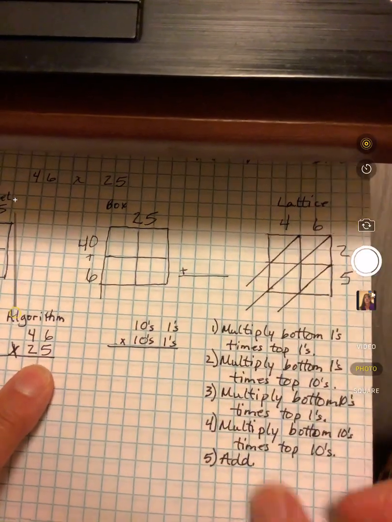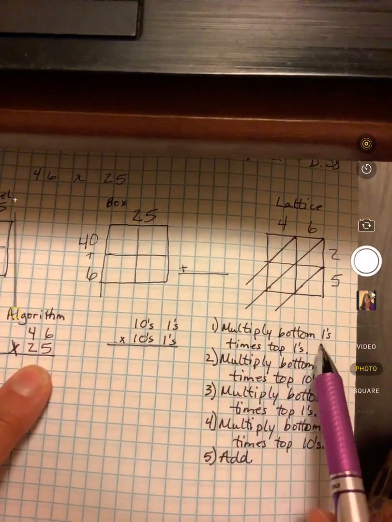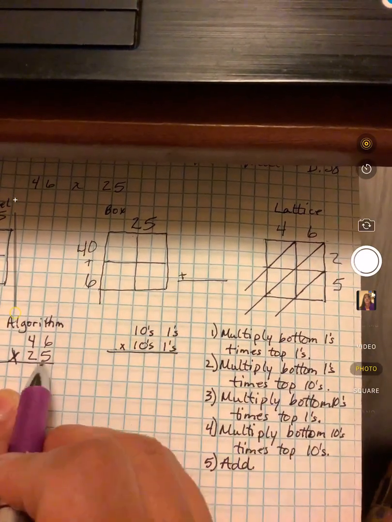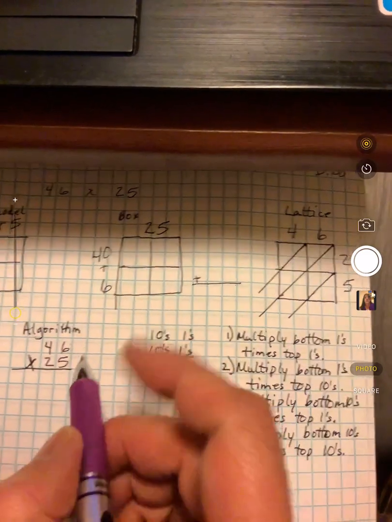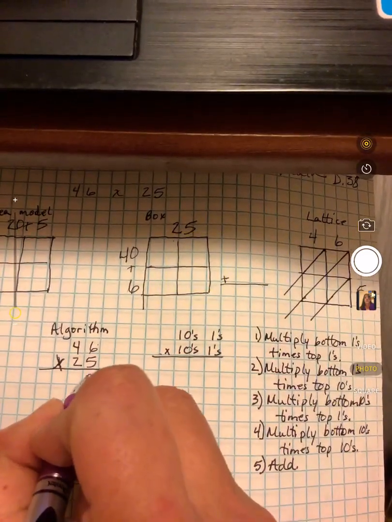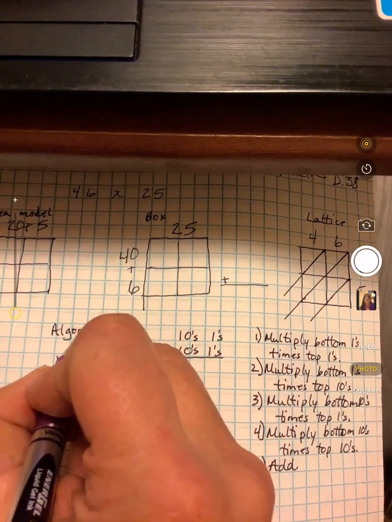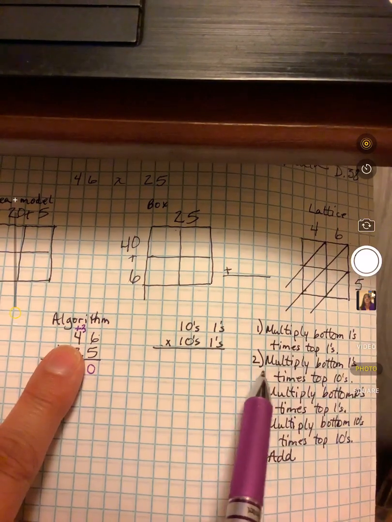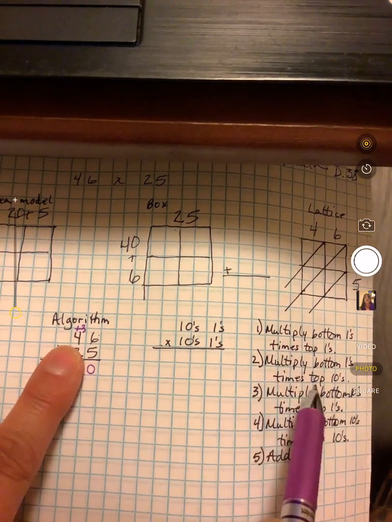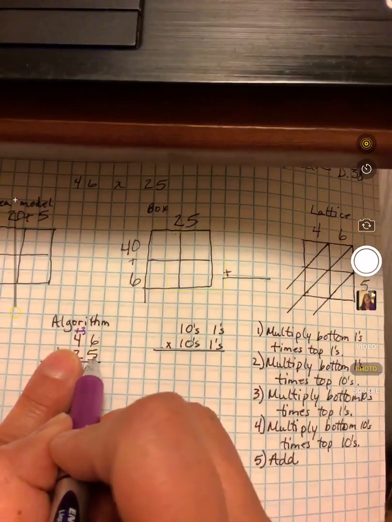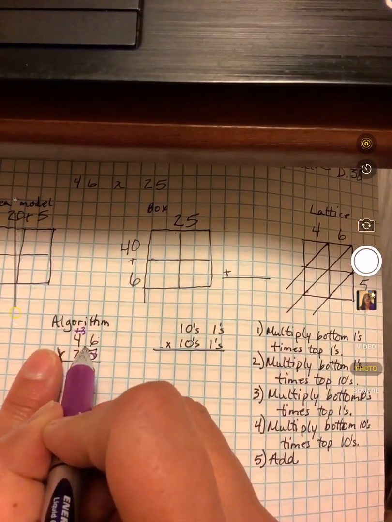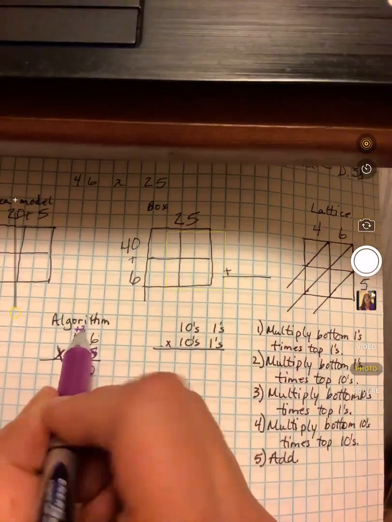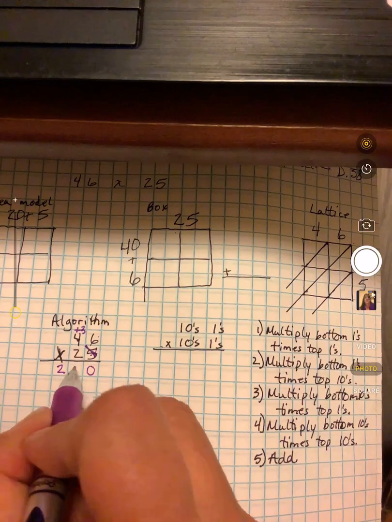So number 1, you multiply the bottom one times the top one. So bottom one times the top one. So 5 times 6. What's 5 times 6? 30. Bring your 3 up here, okay? Now, 2 is multiply the bottom one times the top 10. So I went straight up. Now I go kitty corner. Now I go diagonally. 5 times 4 is 20 plus my 3, 23.